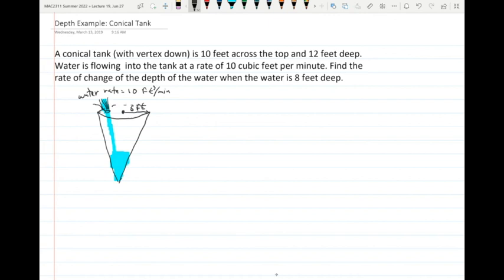Yes? And how high is the cone? 12 feet. And this is 12 feet. Okay? This is what we're being told. And then find the rate of change of the depth of the water when the water is 8 feet deep. Okay? All right, so let's see. What are the quantities here?